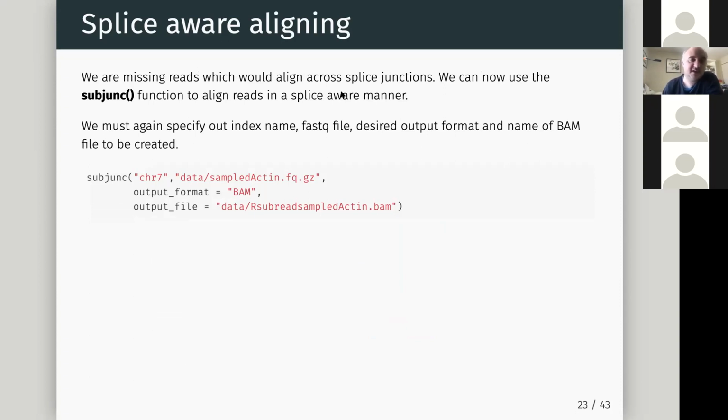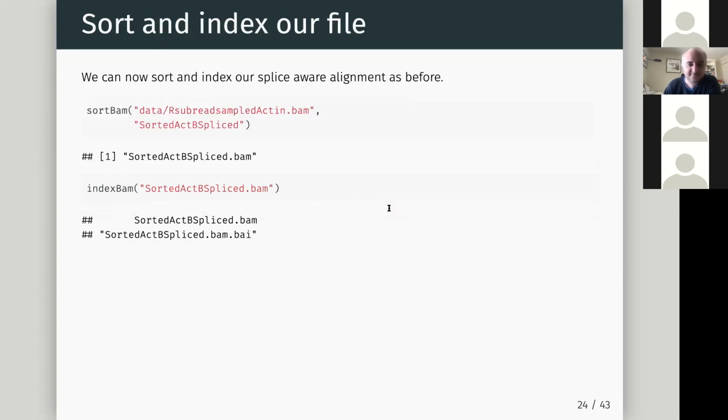So one thing we could do is start to modify this now to use a splice-aware aligner inside the R subread package. And they offer that through the subjunc function. Okay, so this is going to split up our reads and say part of the read maps to this exon, part maps to that exon, and then we have a junction between the two parts of the read which map to different exons. So it's the same input for it. We're just going to give subjunc the chromosome here. We'll give it the FASTQ here, and we can tell it the output format is BAM, and give it our sampled actin.